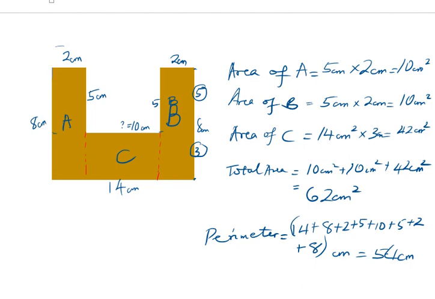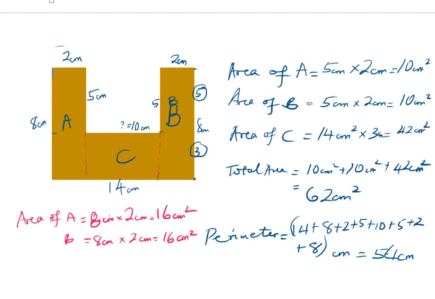Now the area of A will be, let's still use the length breadth convention, 8 cm times 2 cm, which will give you 16 cm squared. Area of B, the same, 8 cm times 2 cm, which will give you 16 cm squared. Area of C will now be, instead of 14, it will now be 10, the 10 we found, and the remaining length, which is 3, which is 8, the whole of the length, 8 minus 5, which is 3. So we have 10 cm times 3 cm, and that will give you 30 cm squared.